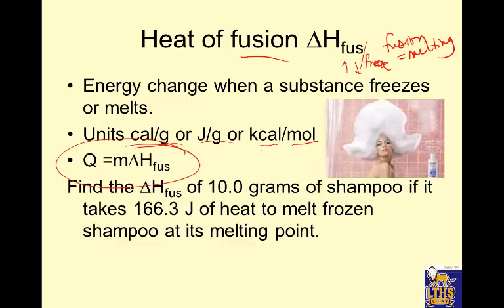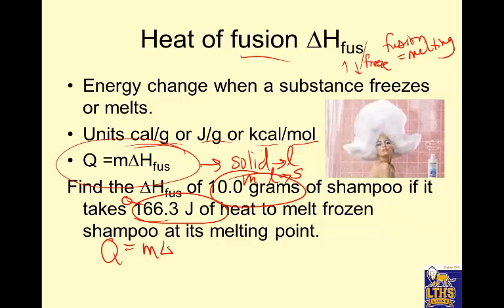We know how to do that. So if this is for solid to liquid or liquid to solid phase change, if we want to find delta H, we need the mass in grams and the heat in joules, and we want to know the delta H. So Q equals M delta H.